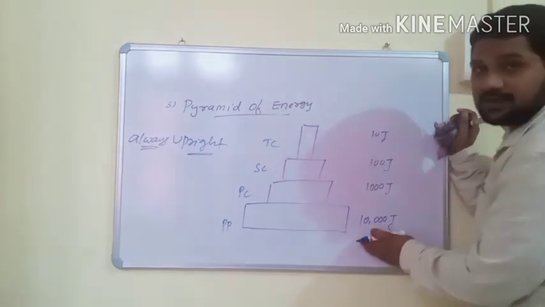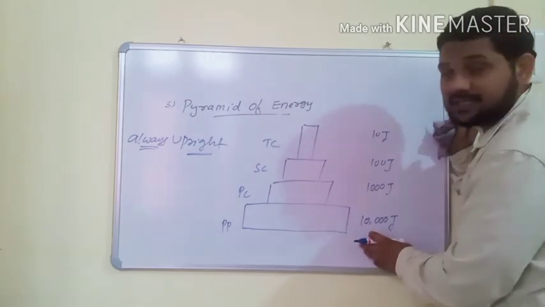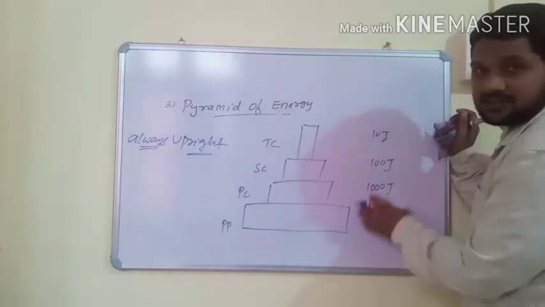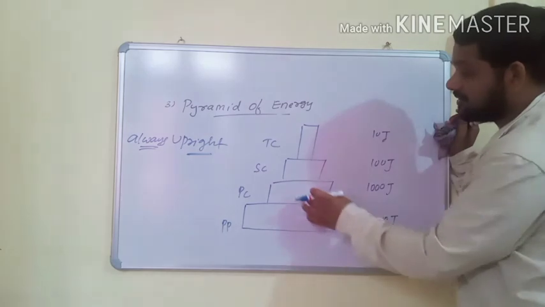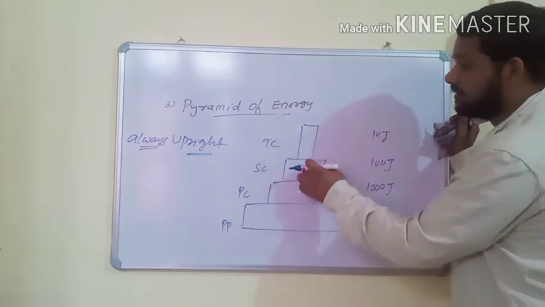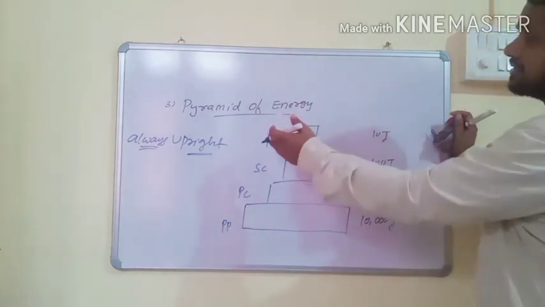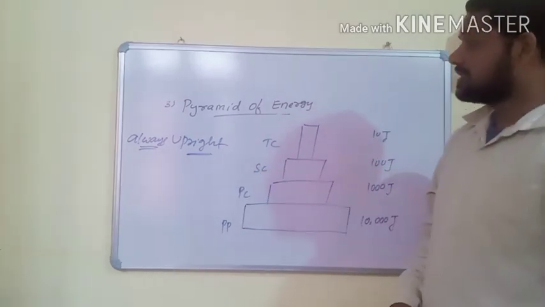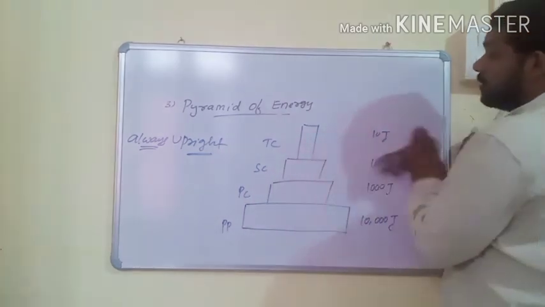Because, as you already know, energy does not remain trapped permanently in any organism. That's why it is transferred as well as transformed. Only 10% of energy is transferred from one trophic level to another, so it is always upright in all ecosystems. So these are the three types of ecological pyramids.